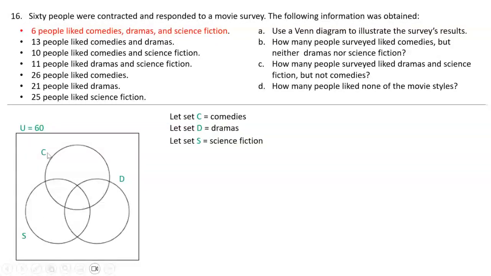And here, guys, I label the set C, the set D, and the set S. So in this case, we're going to start where all three intersect. That's why this is in red. This is where you start, which is this part here, where all three sets intersect. So that's going to be my 6.